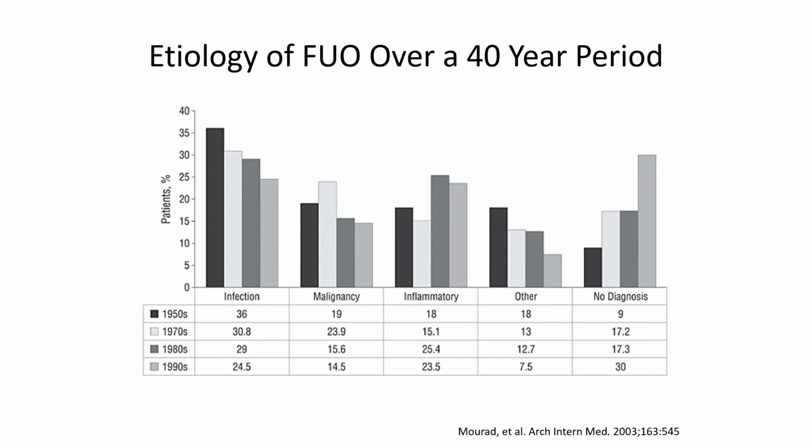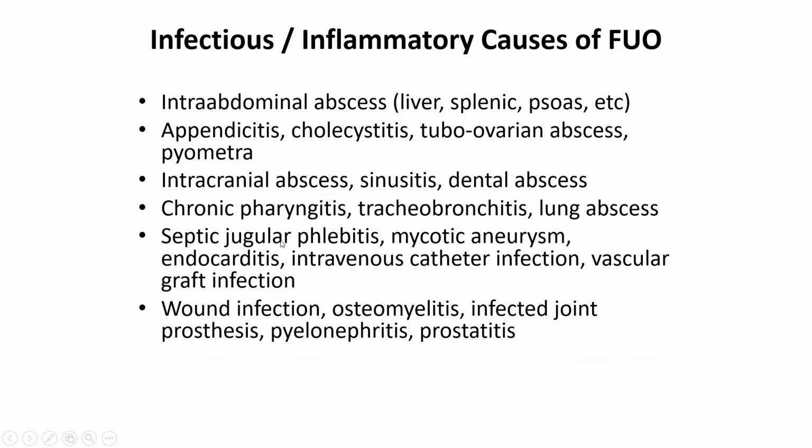So what are the infectious or inflammatory causes? We will take up the inflammatory causes first. I don't want to read this, but it is a very extensive list. For example, any inflammation anywhere in the body can present as FUO. It could be an intra-abdominal abscess, a liver, spleen, psoas abscess, any other abscess. It could be appendicitis, pyelonephritis, tubo-ovarian masses. It could be an intracranial abscess, sinusitis, dental abscess, chronic pharyngitis, infective endocarditis, mycotic aneurysms, wound infections, osteomyelitis, pyelonephritis, prostatitis. These are some of the important causes of inflammatory conditions.